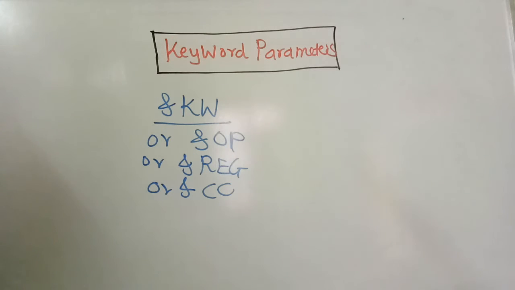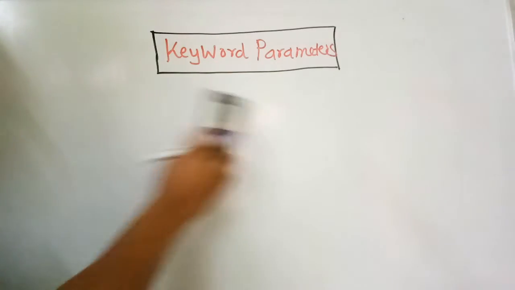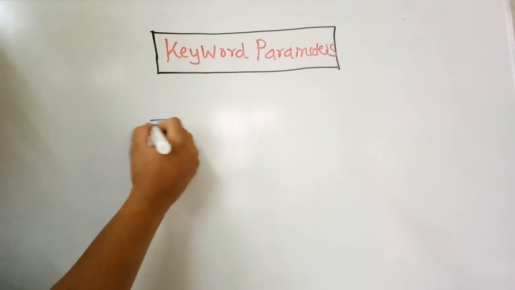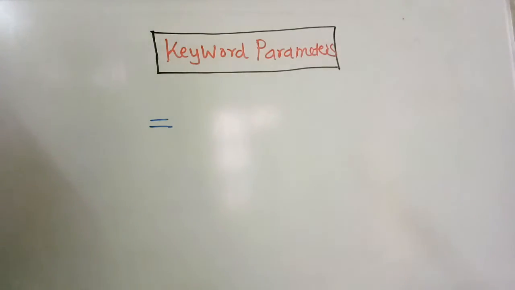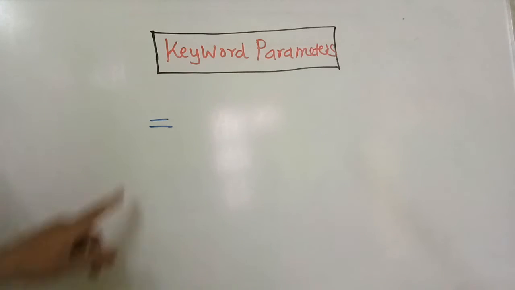A keyword formal parameter ends with an equal sign, depending on the microprocessor. This ends with this sign depending on the microprocessor you are using. It is defined in the operand field of a macro name. Where is it used? It is used in the operand field.